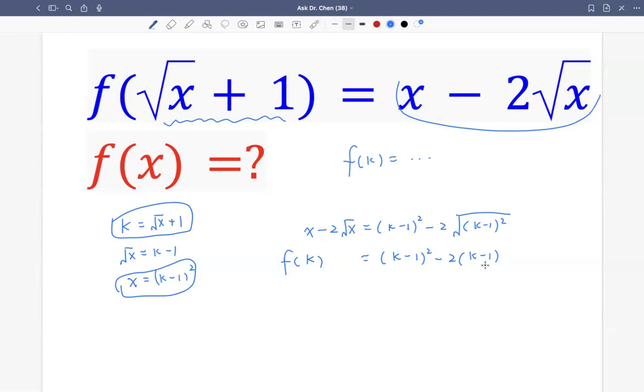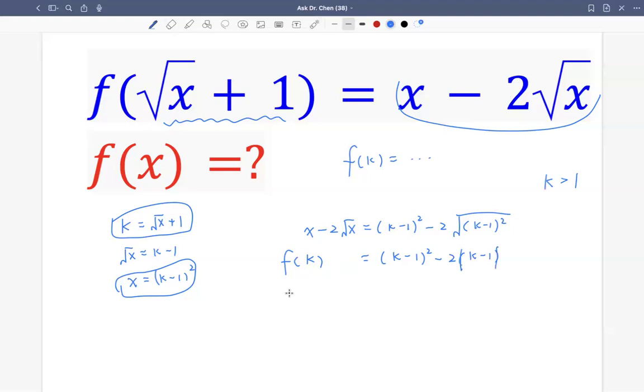To be critical, we need to put absolute value around this, right? Because the square root of (k minus 1) squared could be 1 minus k, depending on whether k is bigger than 1 or less than 1. If k is bigger than 1, k minus 1 is positive. If k is less than 1, we have to get 1 minus k in that case.